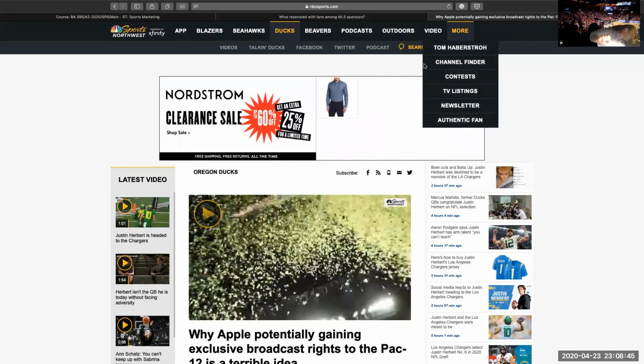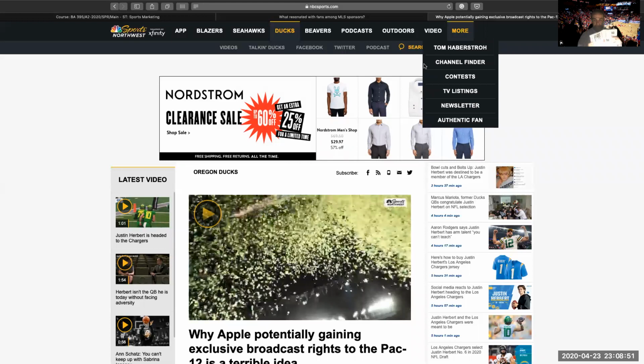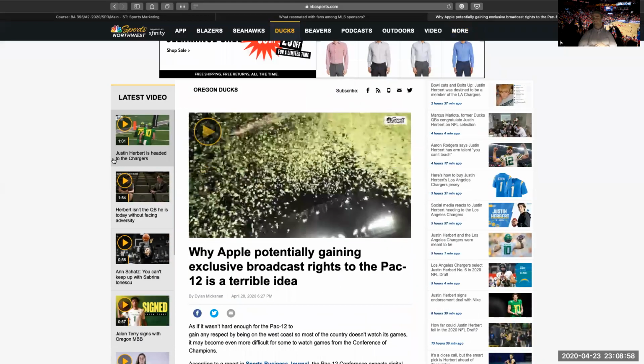I got some material down here from Sports Business Journal that I'm looking at. Interesting news: Apple TV and the Pac-12 are discussing a media rights deal for the Pac-12 to move exclusively to Apple TV. Pretty much being deadpanned around the industry as the worst decision the Pac-12 has ever made.